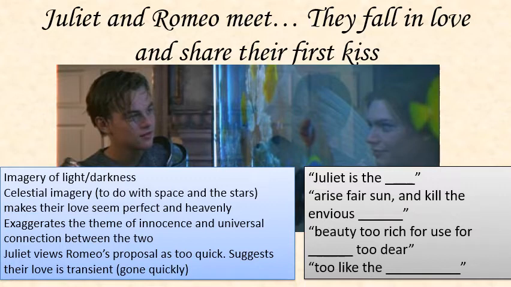Juliet is the sun. Arise, fair sun, and kill the envious moon. Beauty too rich for use, for earth too dear. So remember all of this is raising Juliet to this heavenly esteem. The envious moon makes reference to Juliet and her menstrual cycle and her role as a woman. Beauty too rich for use, for earth too dear, that idea of elevating her to heaven. She is almost too good for the earth. So all of this is about him idolizing Juliet.